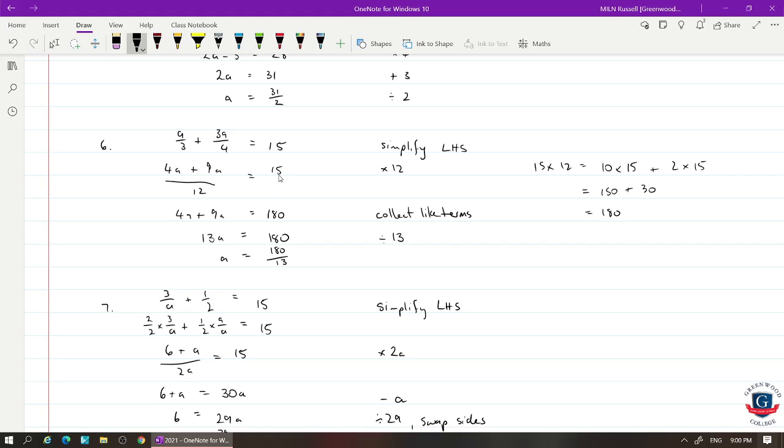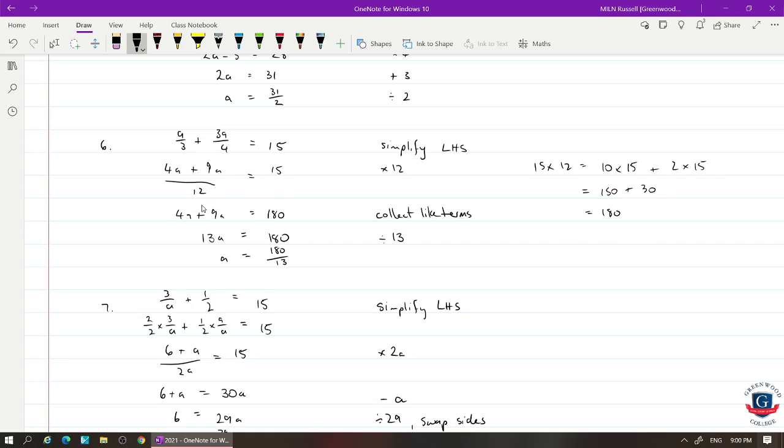15 times 12 is 180. Here's how I worked it out. 15 times 12 is like saying 10 times 15 plus another 2 times 15. 10 15s plus 2 more 15s is 12 15s. 10 15s is nice and easy. It's 150. 2 15s are 30. Add that together, you get 180. That's where this 180 comes from.